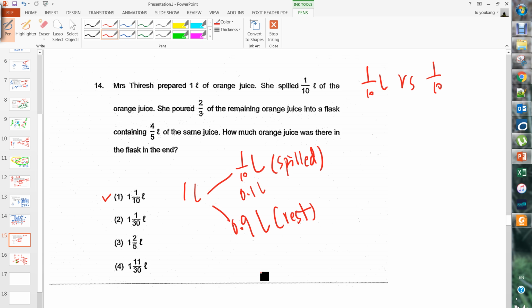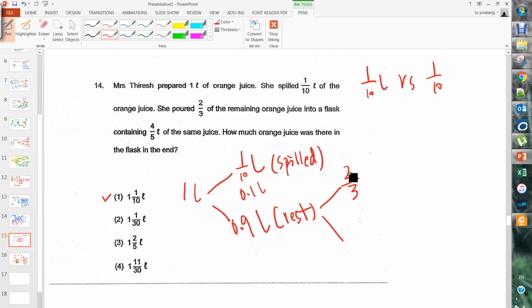Okay, then now, look. It says 2/3 of the remaining. Remaining which? This branch or this branch? Which one is the remaining branch? The 0.9. Very good. So that means I need to start the branch here, right? So look, here, is this one with the liter or without the liter? 2/3. Does it have liter or not? No liter means it's a fraction.